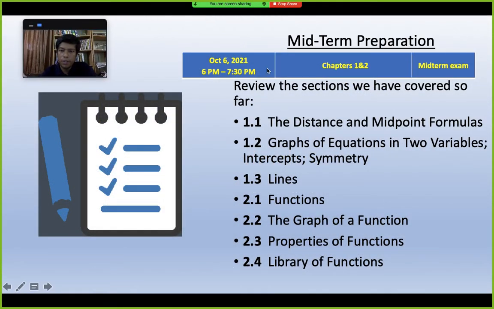First of all, our midterm is on October 6th, 2021, from 6 p.m. to 7:30 p.m. as usual time. Then chapters 1 and 2 midterm exam, as you can see. These are the topics: the distance and midpoint formulas, graphs of equations in two variables, intercepts, symmetry, lines, functions, all the things that we have covered so far, which means the quiz 1 and quiz 2 syllabus.